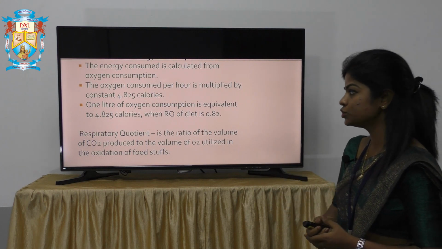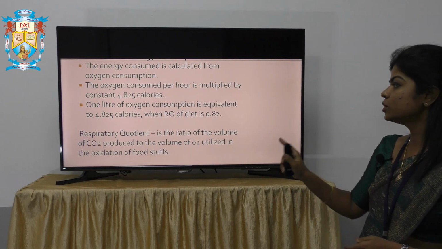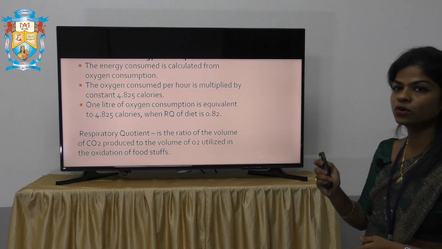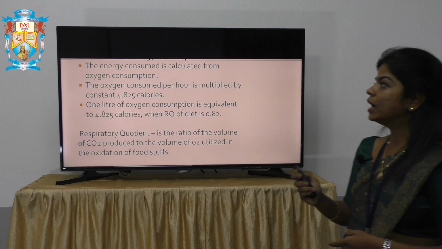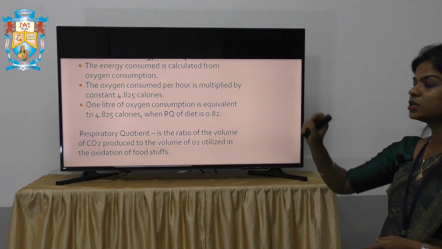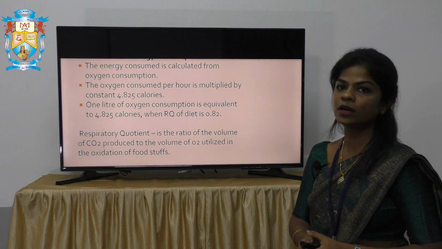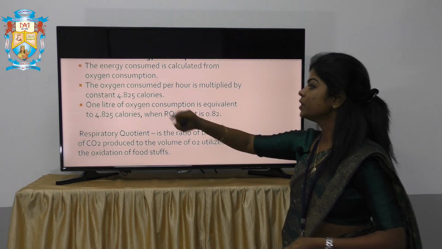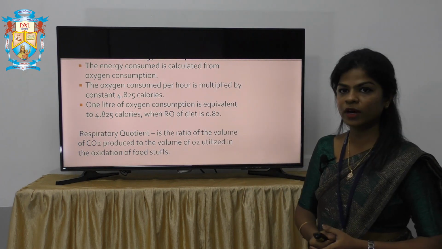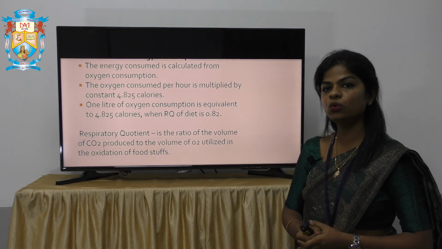Next, about the respiratory quotient. Respiratory quotient is the ratio of the volume of carbon dioxide produced to the volume of oxygen utilized in the oxidation of foodstuffs. Here is the calculation of energy value of food. The energy consumed is calculated from oxygen consumption, that is, the oxygen consumed per hour is multiplied by the constant 4.825 calories. This value will be constant. 1 liter of oxygen consumption is equivalent to 4.825 calories. Hence, the respiratory quotient of the diet will be 0.82.